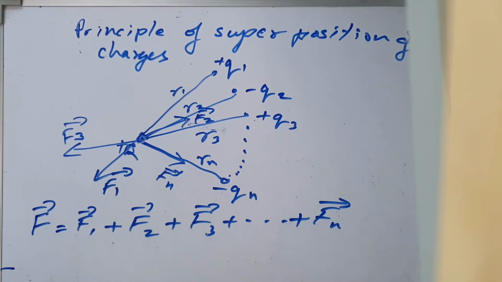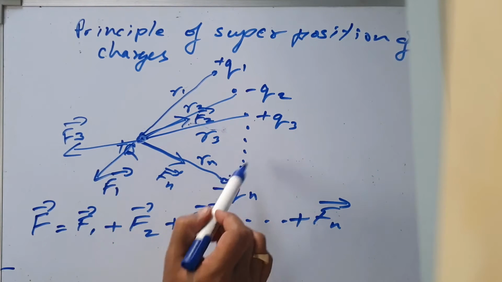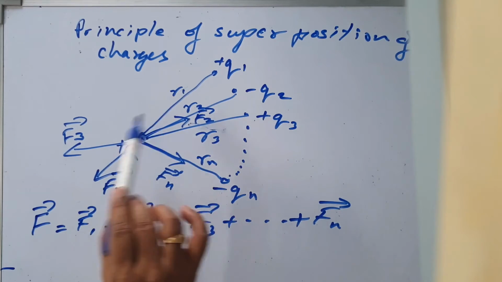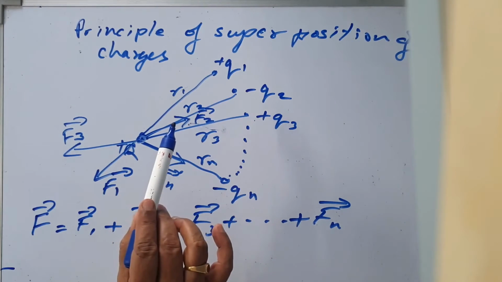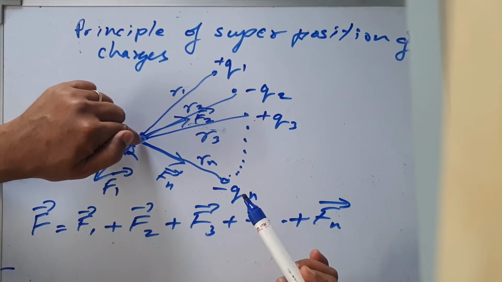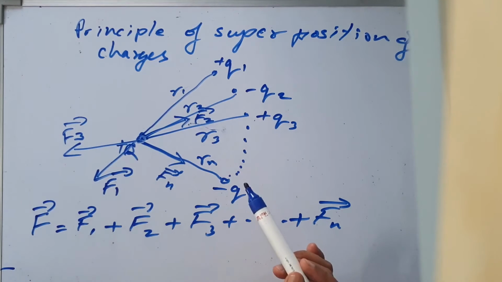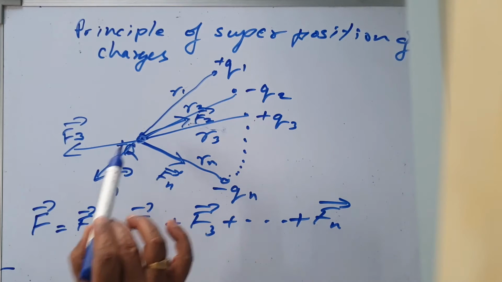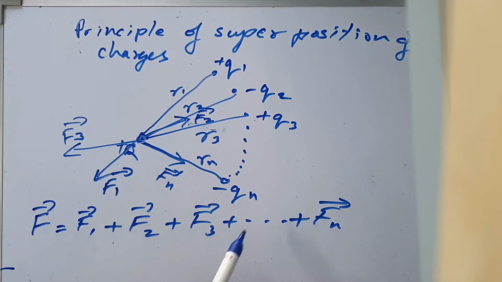You may state it as follows. If a number of charges are interacting with each other, that means they are exerting forces amongst themselves, then the resultant force acting on one particular charge is equal to the vector sum of the forces acting on it due to each individual charge. This is also mentioned in the textbook, I think, as force between multiple charges.